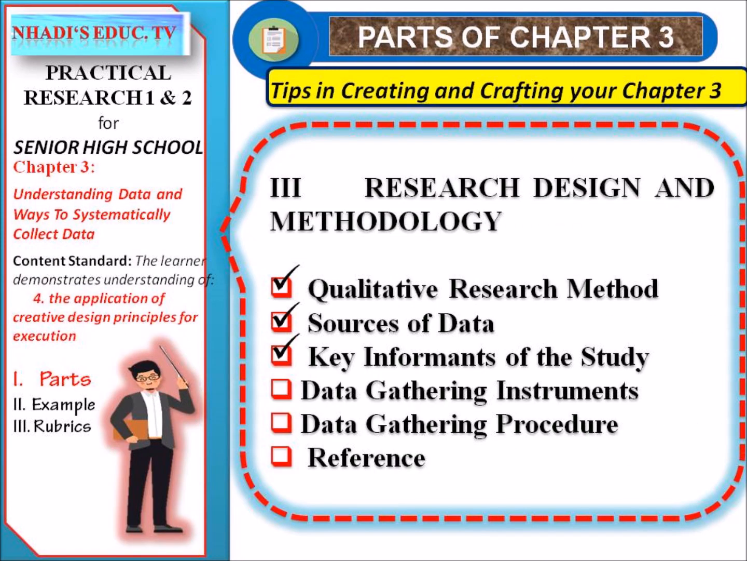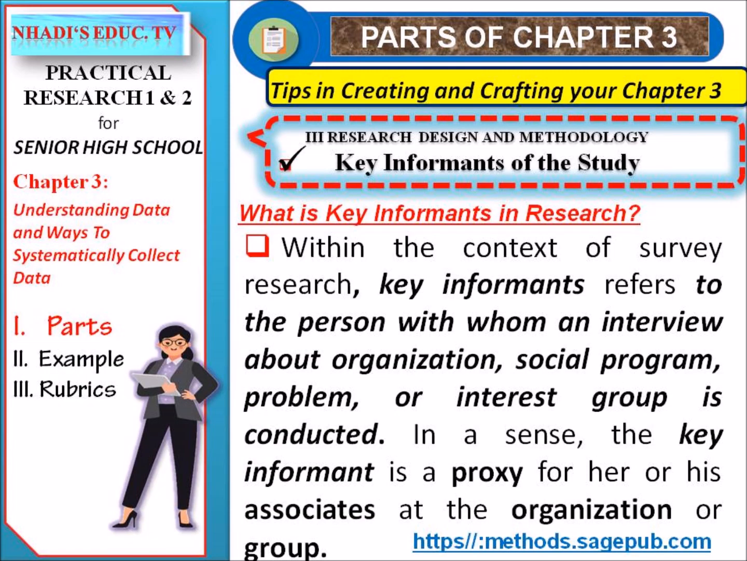Moving on to the next part of Chapter 3, the key informants of the study. Within the context of survey research, key informants refers to the person with whom an interview about an organization, social program, problem, or interest group is conducted. In a sense, the key informant is a proxy for his or her associates in the organization or group.